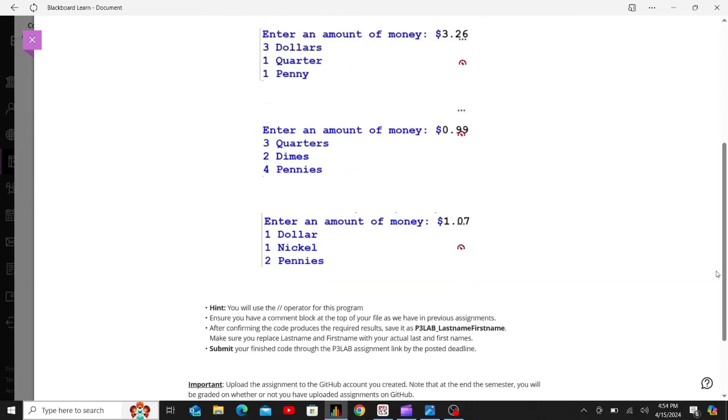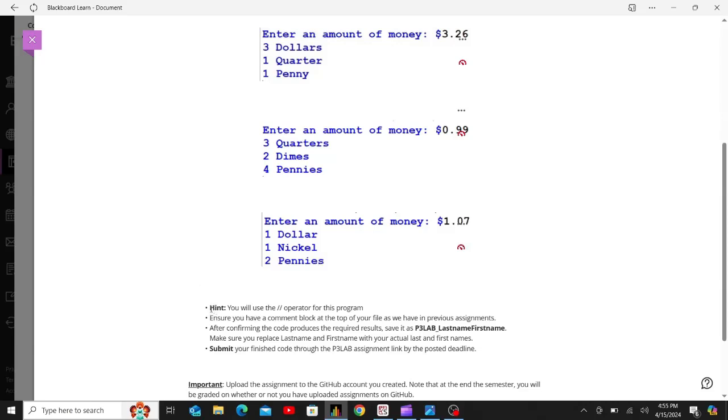Let's look at $1.07. That requires $1, 1 nickel, and 2 pennies. The change adds up to $1.07, so that's perfect. And the values that only have 1 of a certain coin do not have an S on the end. We need 2 pennies, so that does have an S on the end. All right. Let's continue looking at the directions.